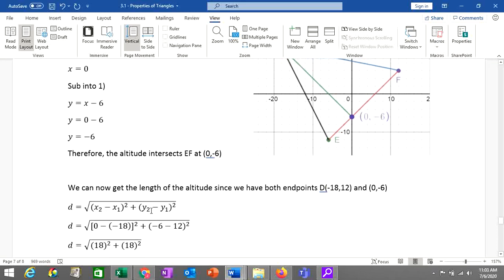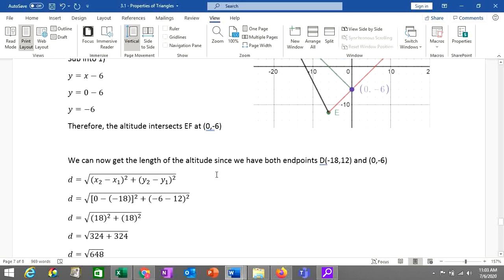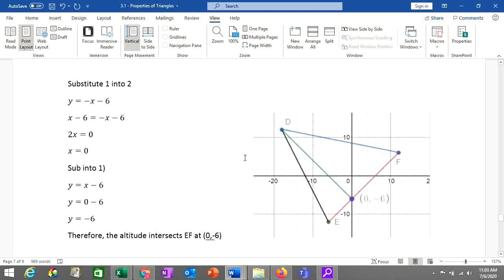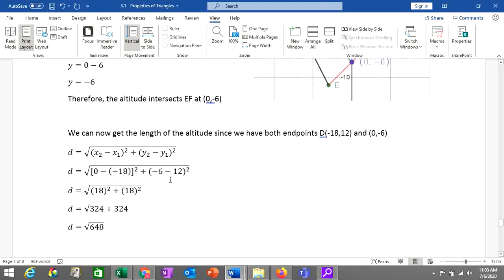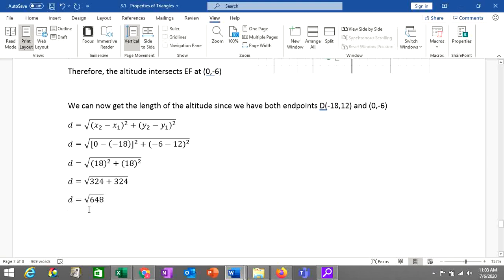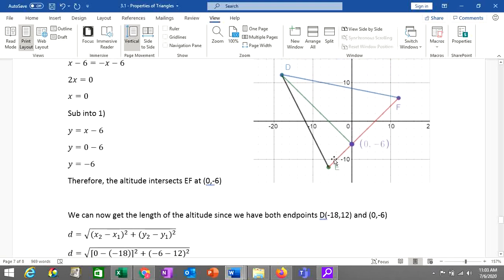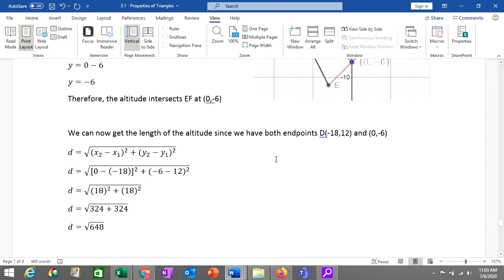So I'm going to use the distance formula, which is what I always use to find length. I have the point (0, -6). I have point D. I sub them into the formula, and well, what do you know? I get the same number. The distance is equal to the square root of 648. So my base and my height are both square root of 648. Yes, those two numbers are the same. They will not always be the same, so you do have to calculate them.